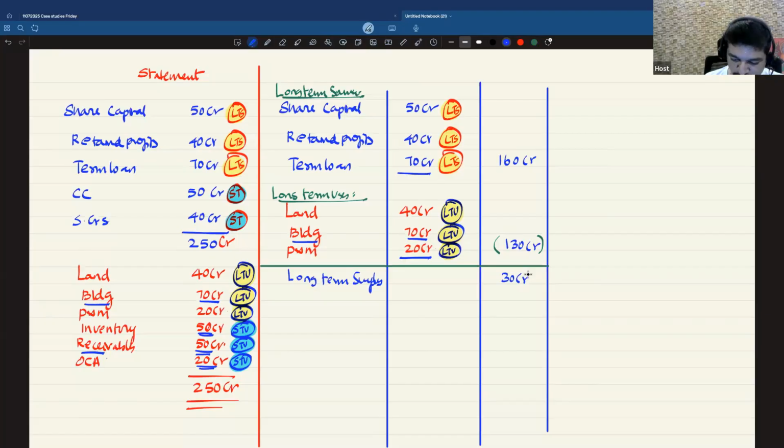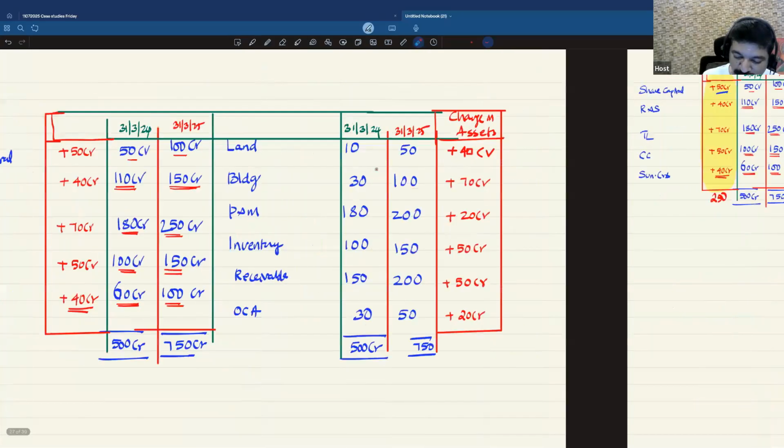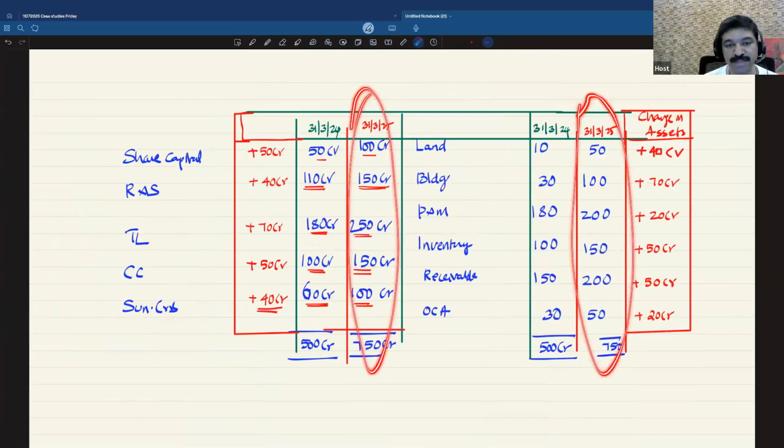That is 30 crore. So now by looking at this statement, what you can understand or appreciate is this business has raised long-term funds of 160 crore, and out of that 160, they have spent only 130 crore and they still have 30 crore left with them. Okay, that is the understanding you are getting, right? Do you think you will get this understanding just by looking at this balance sheet? Yes or no? Maybe yes, only when you prepare the statement. Otherwise, no, right?